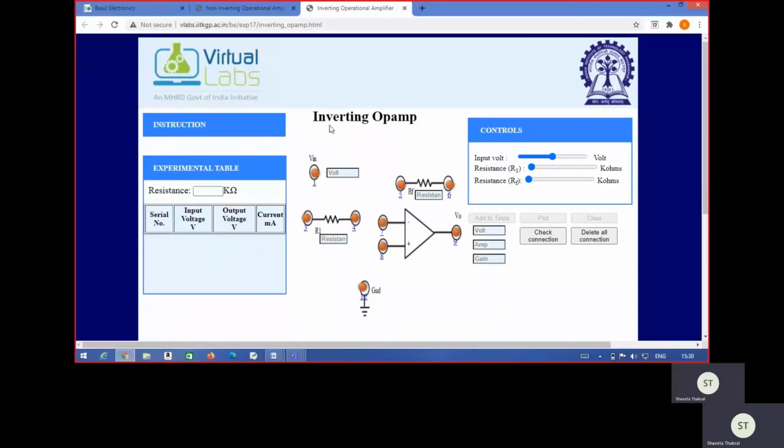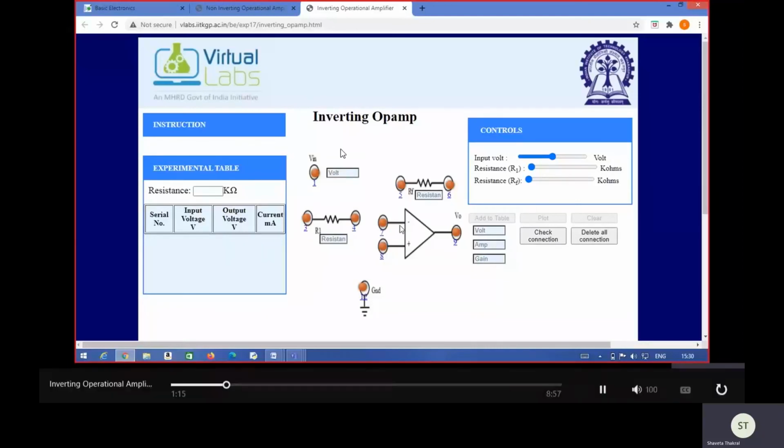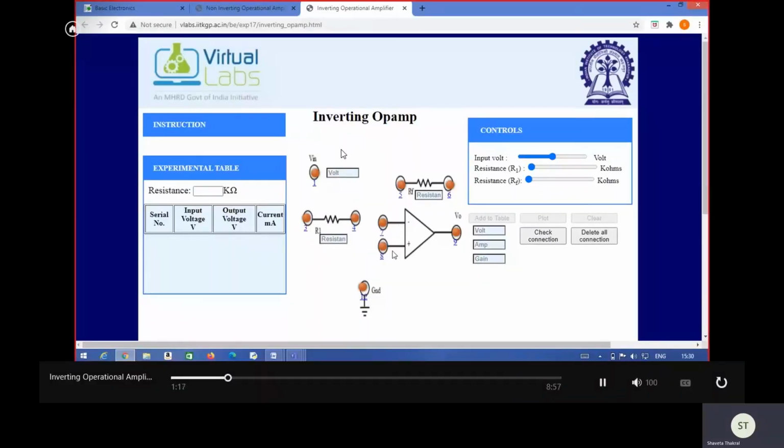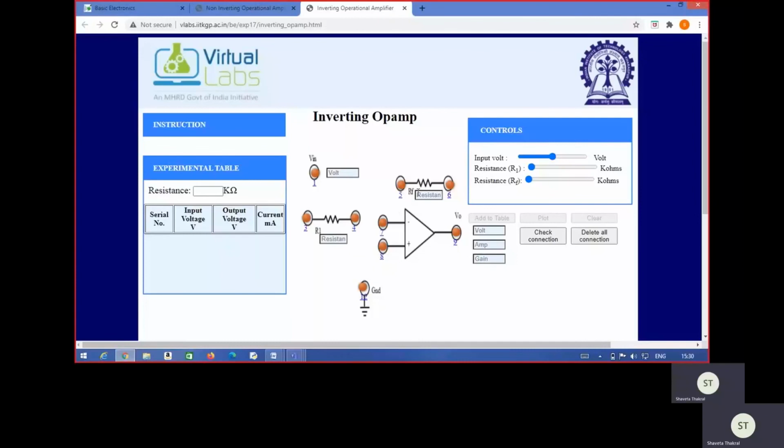So how do we define an inverting operational amplifier? In the case of an inverting operational amplifier, the input is applied to the inverting input terminal and the non-inverting input terminal will be grounded. And this is the input resistance, that is R1, and this is the feedback resistance RF. So this is about the circuit connection, and now we are going as per the step-by-step instruction to make the circuit connection.